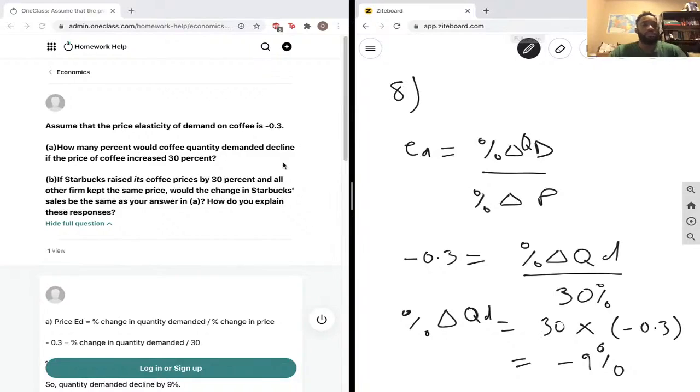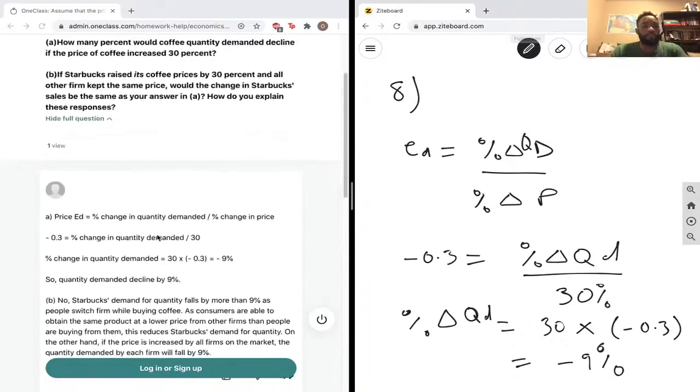Part B says, if Starbucks raised its coffee price by 30% and all other firms kept the same price, what would be the change in Starbucks sales? Would the change in Starbucks sales be the same as your answer in part A? How do you explain your responses?